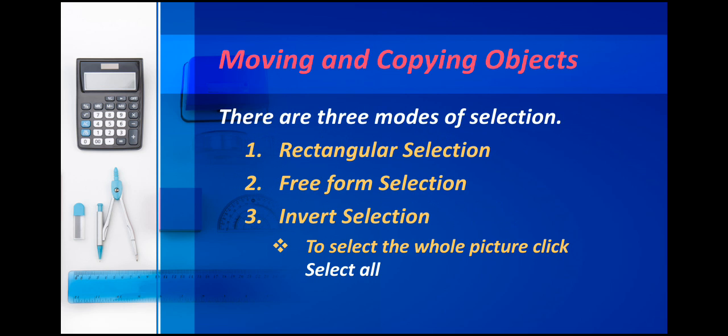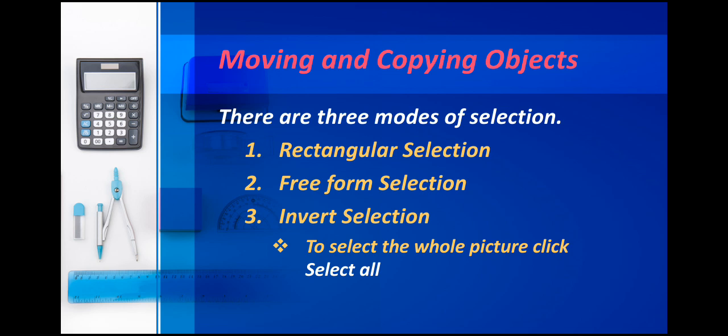There are 3 modes of selection. In this chapter we have 3 modes of selections: rectangular selection, freeform selection, and inverse selection. To select the whole picture, click select all. Rectangular selection is just like selecting when you start clicking on the mouse and drag it over the picture, it will form a dotted rectangle around that picture. That is the rectangular selection. That means the selection is made in the shape of a rectangle.